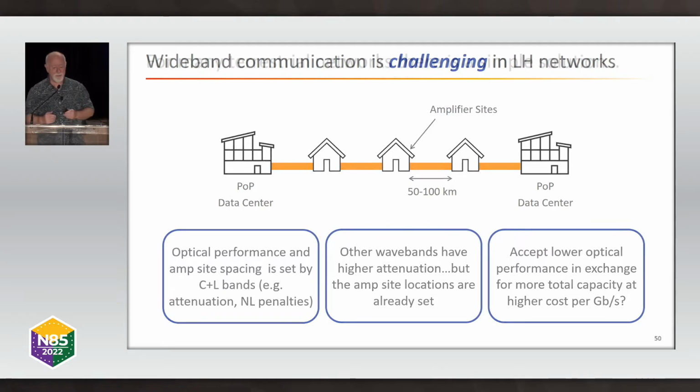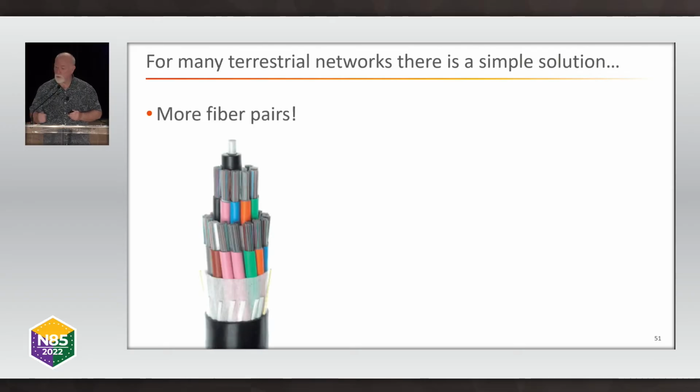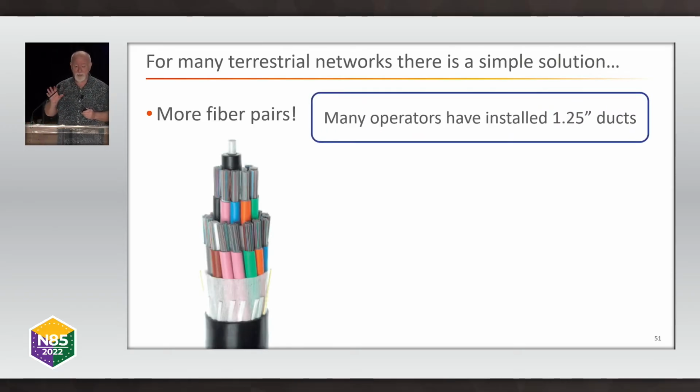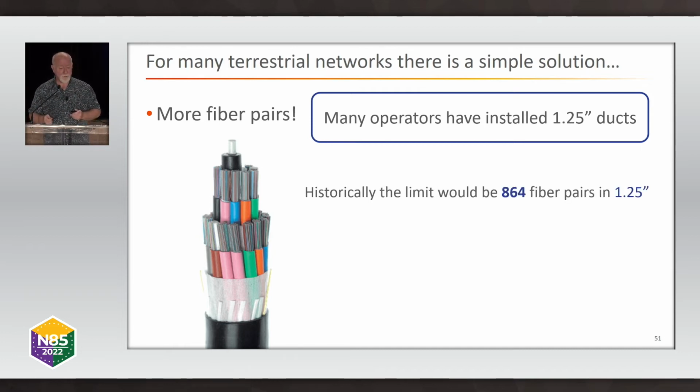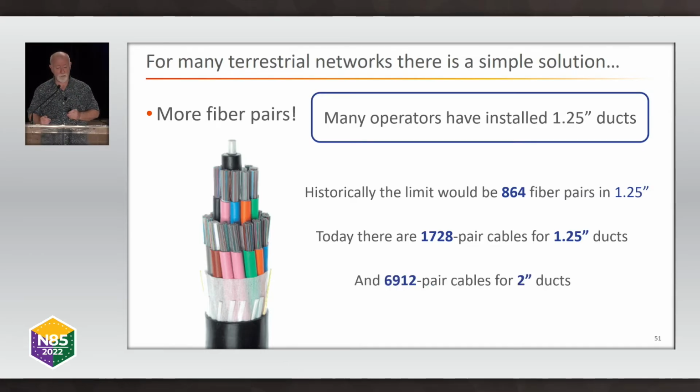So I think there's potentially a much simpler solution in a lot of terrestrial networks, and that is more fiber pairs. If you think most operators today use 1¼ inch ducts for their fiber, and historically the limit of the number of fiber pairs in ducts like that would be 864 fiber pairs. But today you can buy 1,728 fiber pairs for a 1.25 inch duct. So that's a really straightforward solution to increase capacity. And of course, it's just regular fiber that you'd use in the C and the L bands. So it's very straightforward to increase capacity.